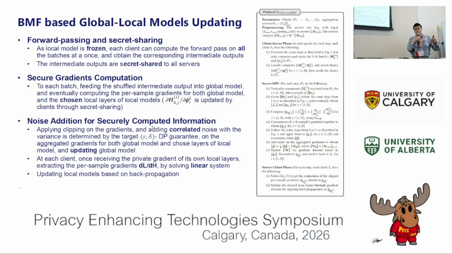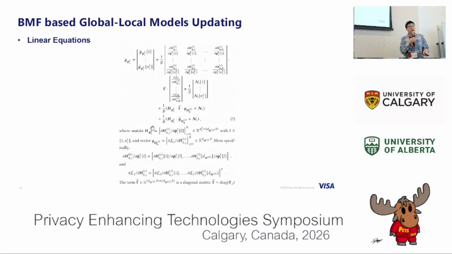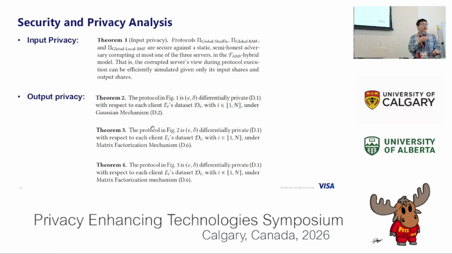So on the global side, once we get the gradients, we update the global model and also get the G phi_i, and we pass it back to each client. But note that G phi_i is a private gradient, so it will not leak any information. I will not get into too much math here, but once we get G phi_i, we can extract the dh over d phi_i and use it to update the local models. And we can claim we have both input and output privacy preservation from the theorems.